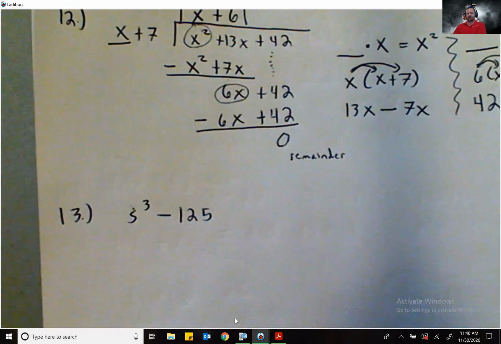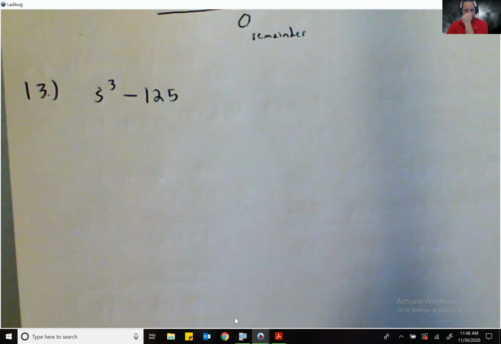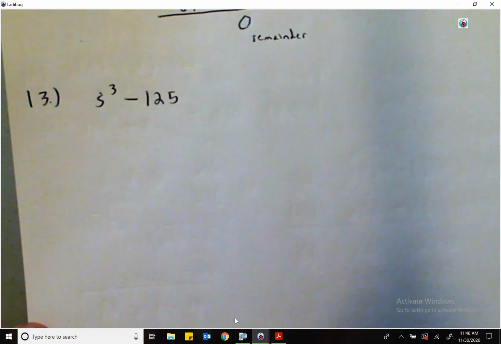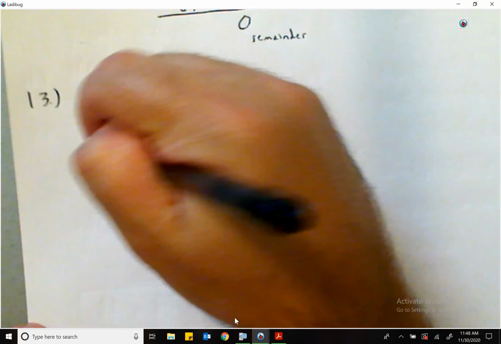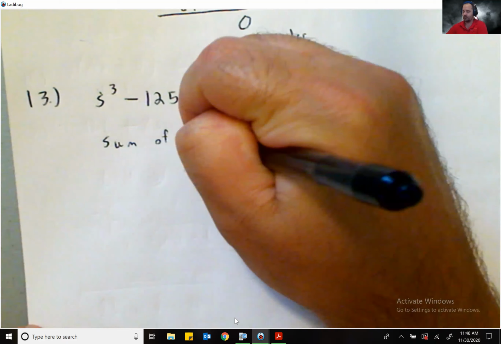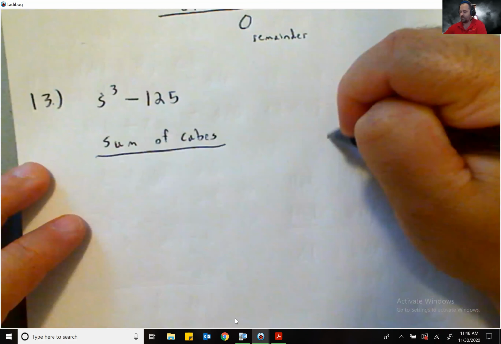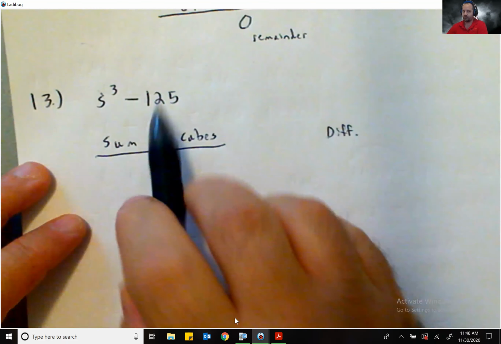All right. So how do we factor this cubic? It's a formula. Do you remember what it is? Sum of two cubes? This is not a sum. A difference. Yes. But I will write the sum of cubes. But this one is the difference of cubes, because it's subtraction.